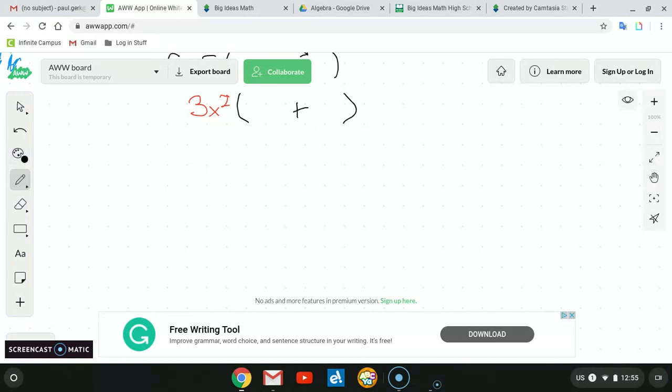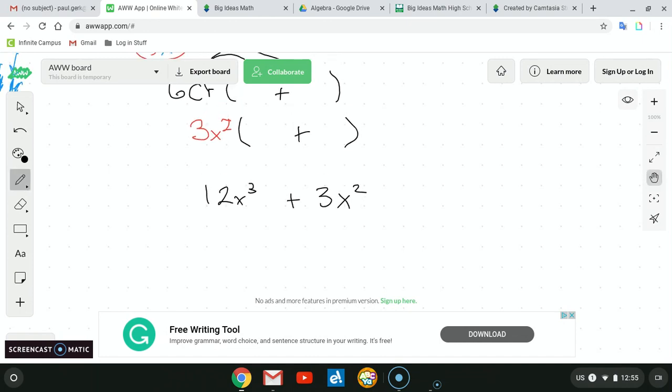Now, what do I need to multiply, since the distributive property is multiplying your outside term by everything inside the parentheses, since we're undoing 12x to the third plus 3x squared, if I'm going to undo it, how would I get back to it? So that means 3x squared times what is 12x to the third? Well, 3 times what equals 12? 4.